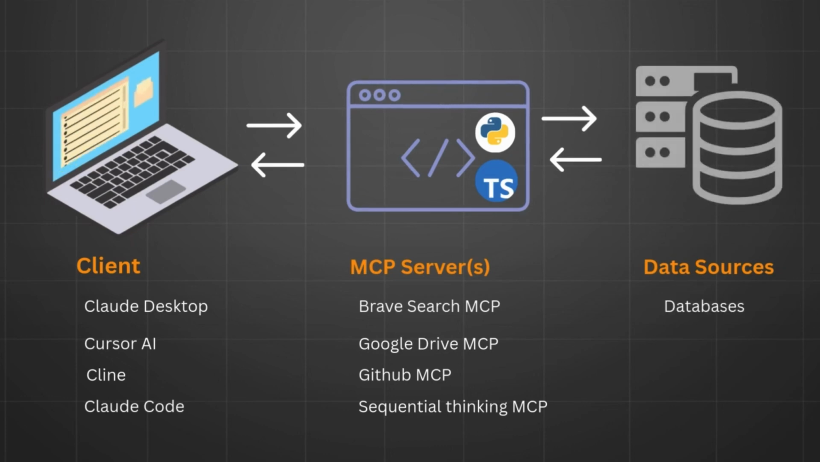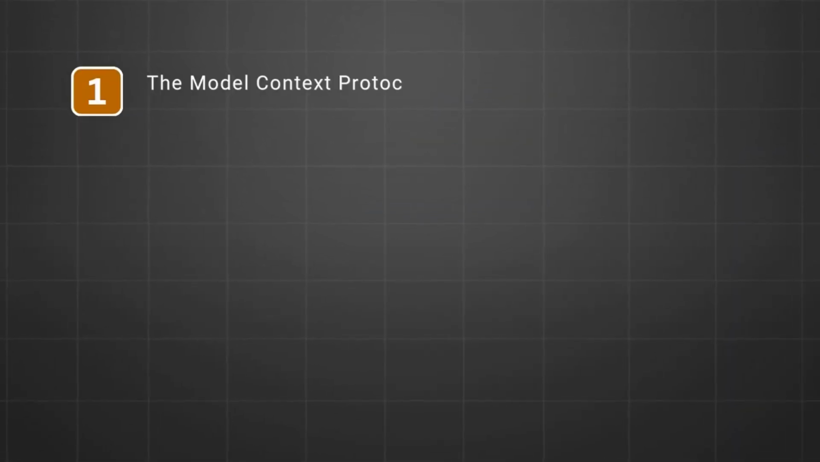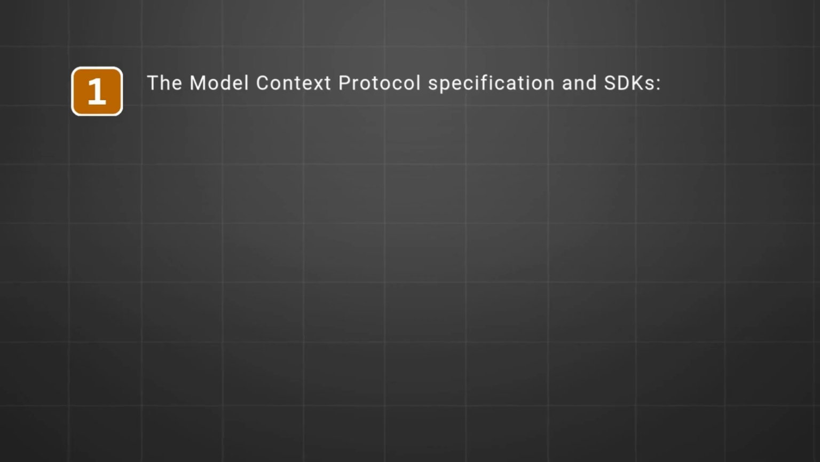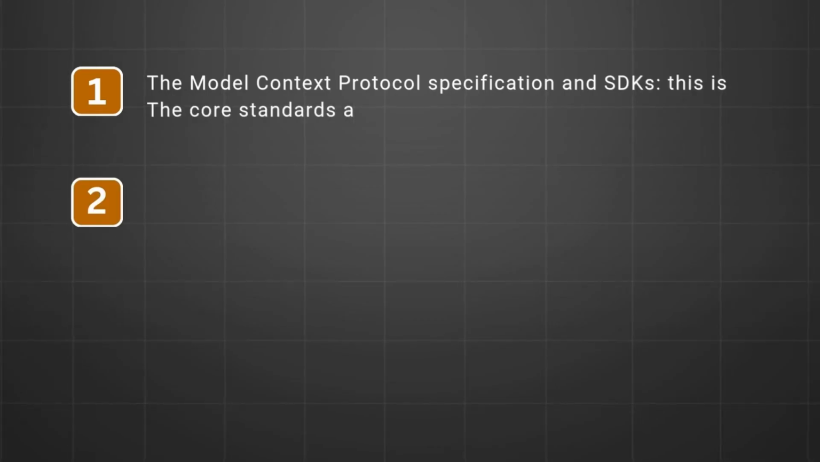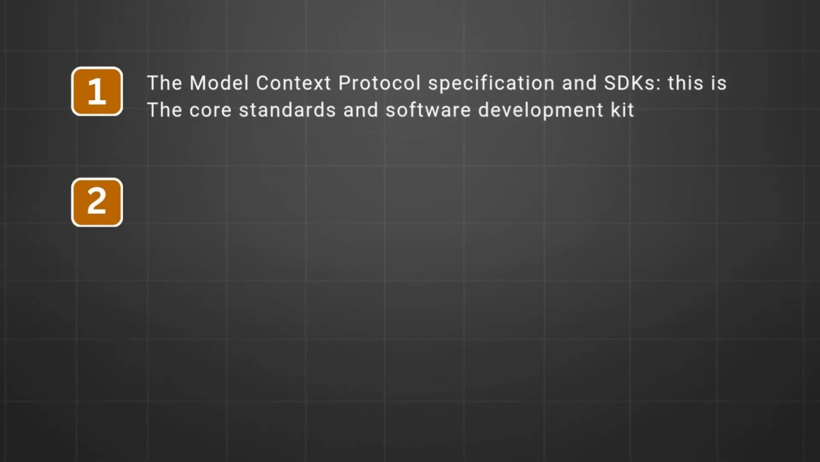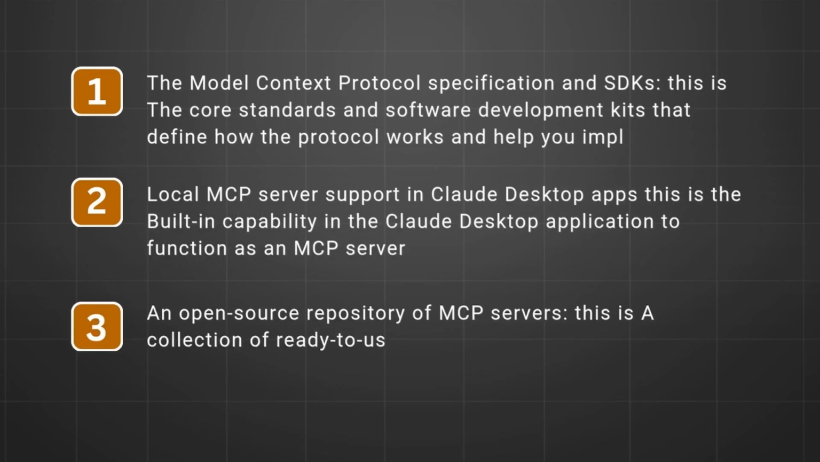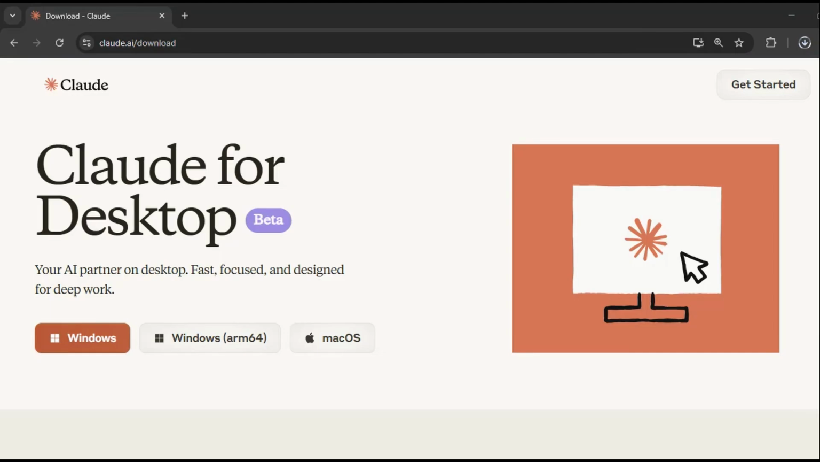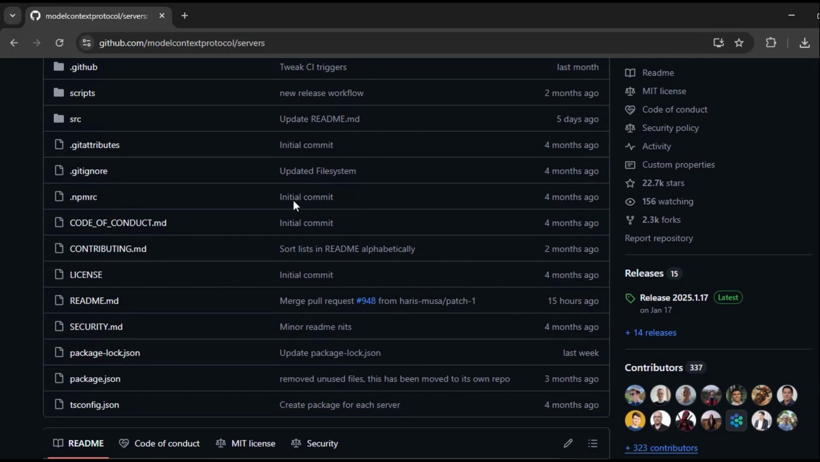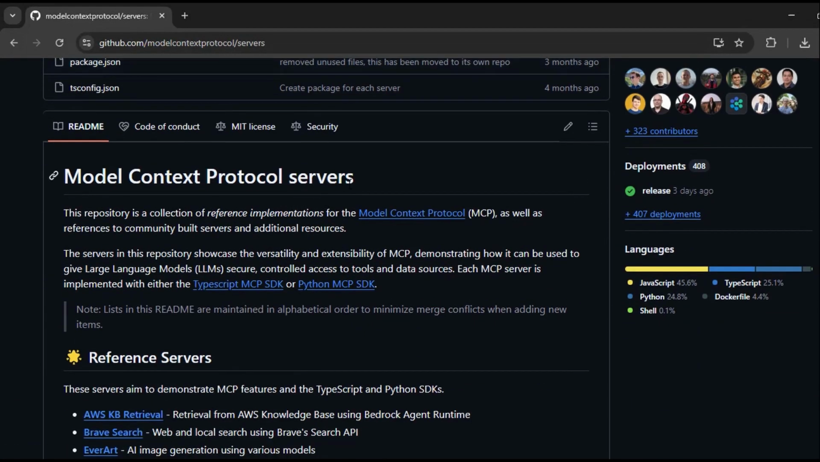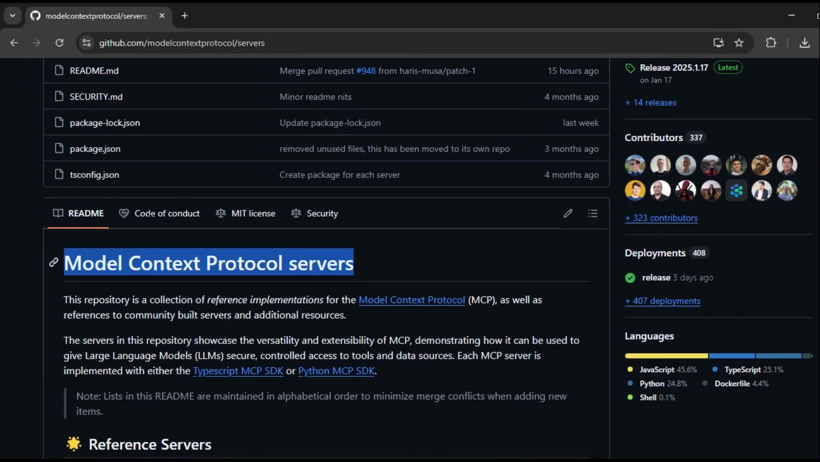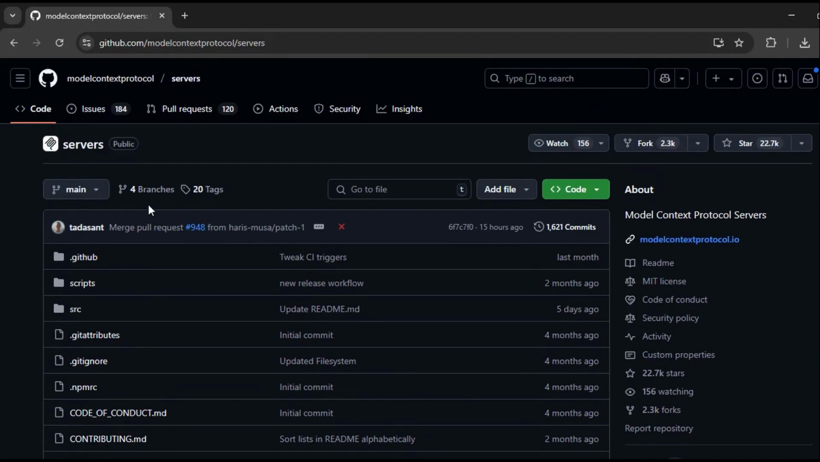First, we have the Model Context Protocol specification and the SDK. This is the core standards and the software development kits that define how MCP works and helps you to implement it. The local MCP support in Cloud Desktop apps. This is inbuilt capacity in Cloud Desktop app to function as an MCP server right on your computer. That, an open source repository for MCP servers. This is a collection of ready-to-use MCP servers implementation that you can adapt and modify for your specific needs. Let's look at each of these components in depth.